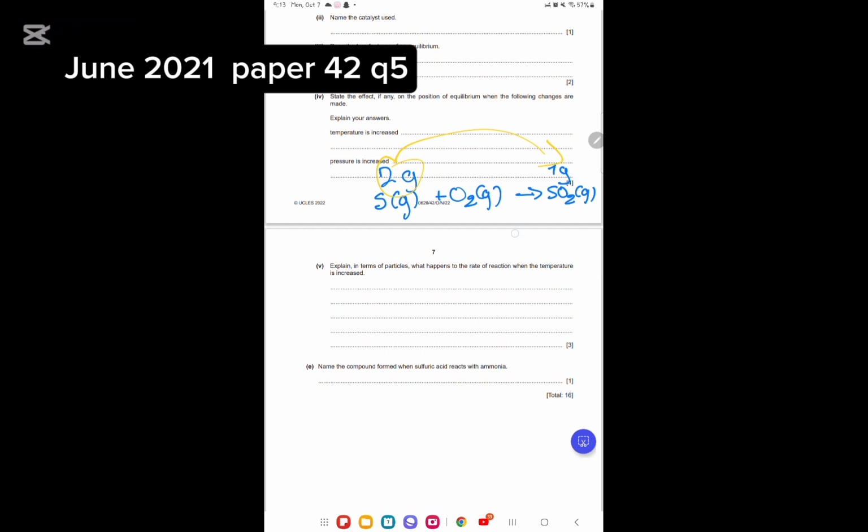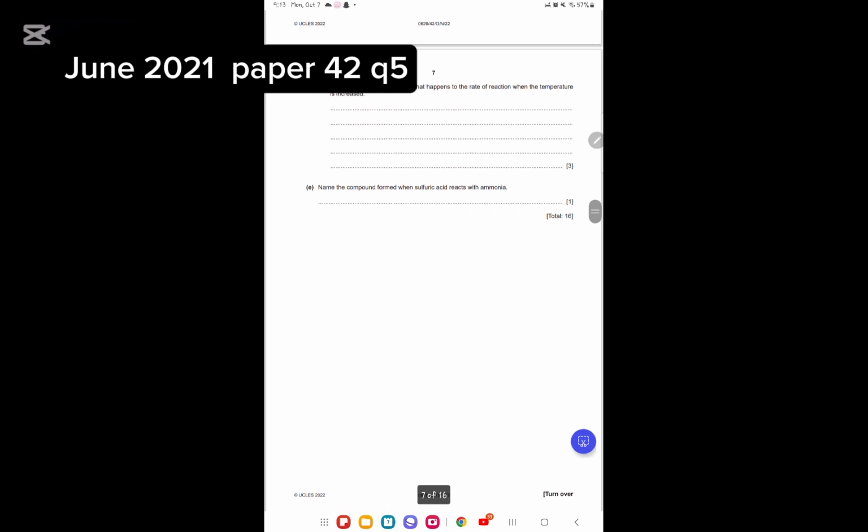So it is a forward or right shift, and then the concentration of our reactants decreases as the concentration of our products increases. Now, explain in terms of particles. What happens when the temperature is increased? I don't know how many times we did this, oh my goodness. So what happens if temperature is increased? Particles' kinetic energy will increase. Then effective collisions will increase, and then as a result, the reaction rate will increase.